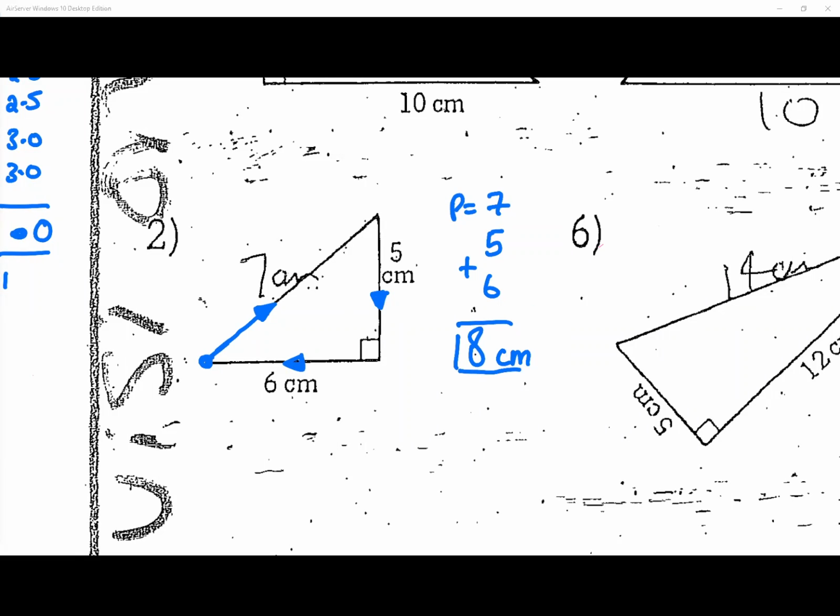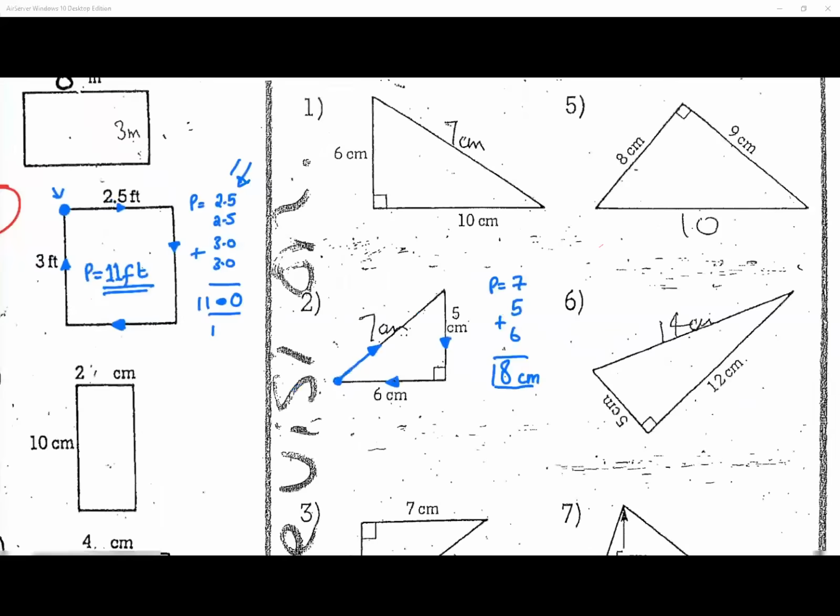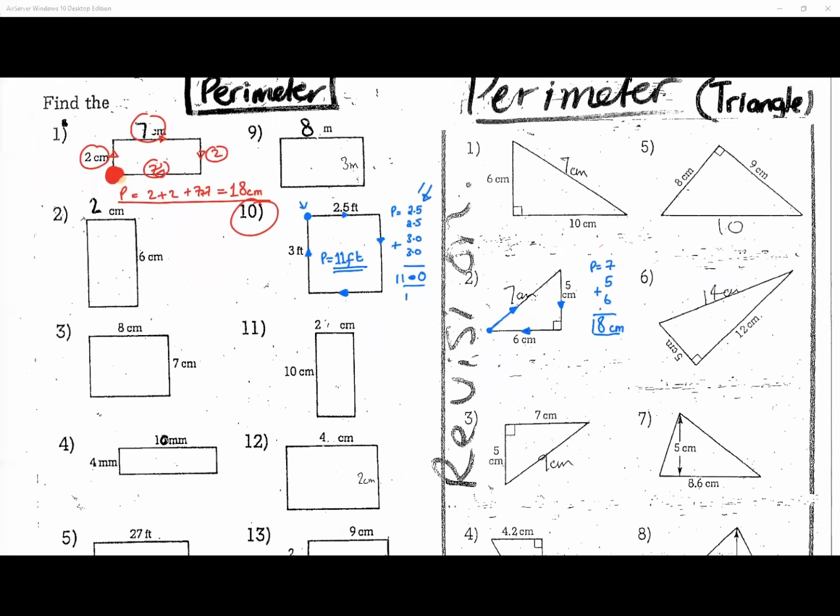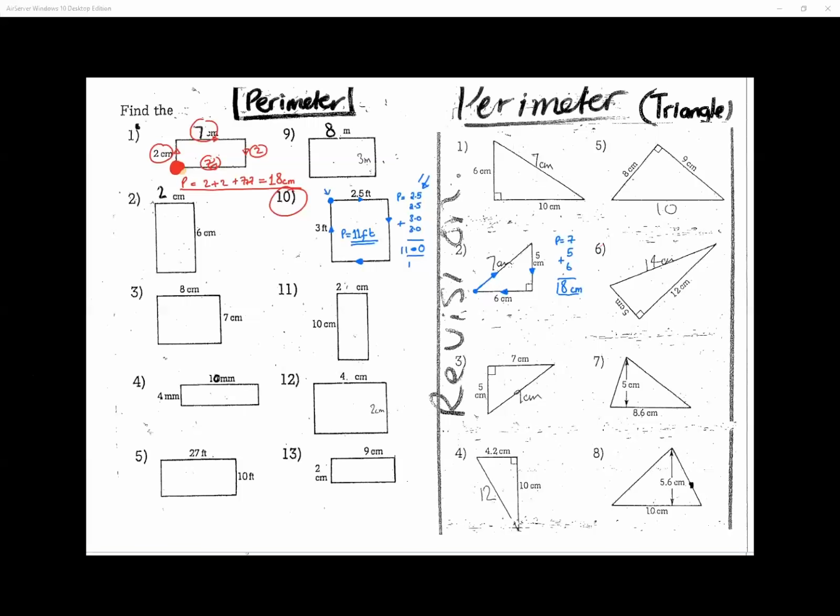Because it's a length. Length at a length at a length is still a length. You haven't changed that. So you have centimeters, meters, millimeters. Fantastic. Okay, let's do some questions on this double page now. Nice and straightforward concept. Perimeter is the distance around the shape.